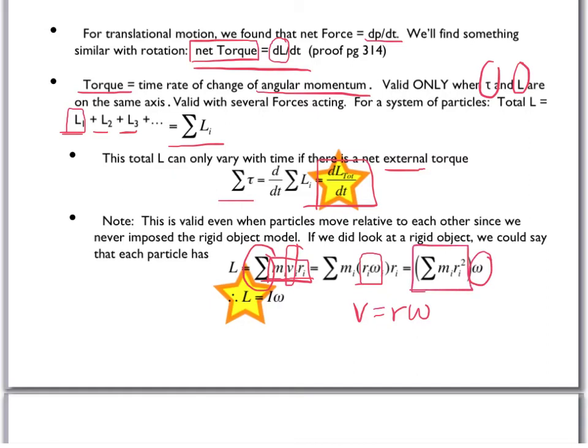And hopefully you're starting to recognize that quantity, because that mr squared is the I value, that moment of inertia, which means that we actually have another way of expressing angular momentum. Besides r cross p, besides mvr, we can also express angular momentum as I omega. And that's another way that we can find that value.